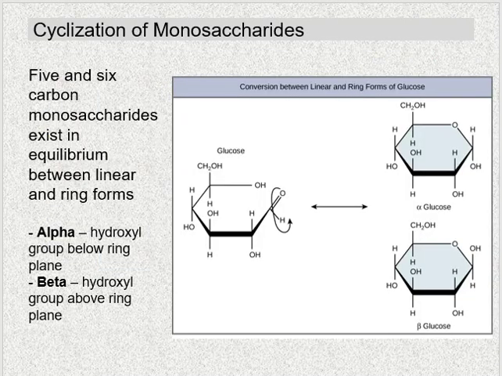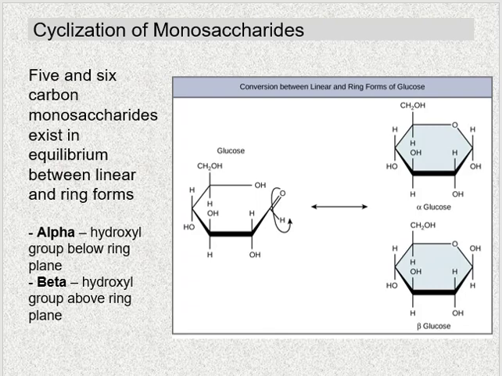Monosaccharides can exist in a linear chain or as a ring-shaped molecule. In aqueous solutions, they are typically found in ring forms. 5 and 6 carbon monosaccharides exist in an equilibrium between their linear and ring forms. Glucose in a ring form can have 2 different hydroxyl group arrangements around the anomeric carbon. The anomeric carbon is the carbon 1 that becomes asymmetric in the ring formation process.